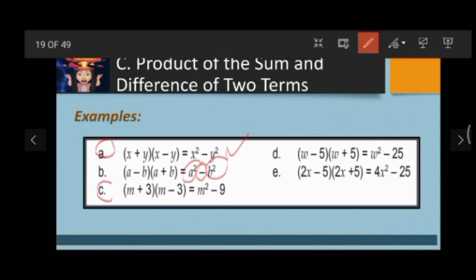So again, letter C, m plus 3 and m minus 3. We need to square the first term, and we need to square the second term. And don't forget the negative sign.